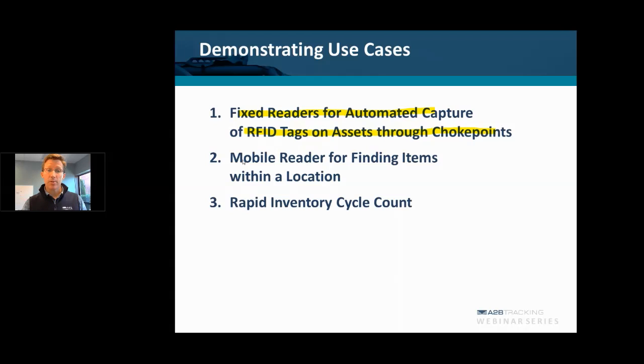Use case number 2 is going to be the use of a mobile reader to find an item within a location. So after you've identified it to a zone, now you can find it very rapidly using some mobile technology. And lastly is to perform a rapid inventory of many items for a cycle count, and that kind of accountability that you need to do periodically in your organization to know that you have the assets that your records say that you have.